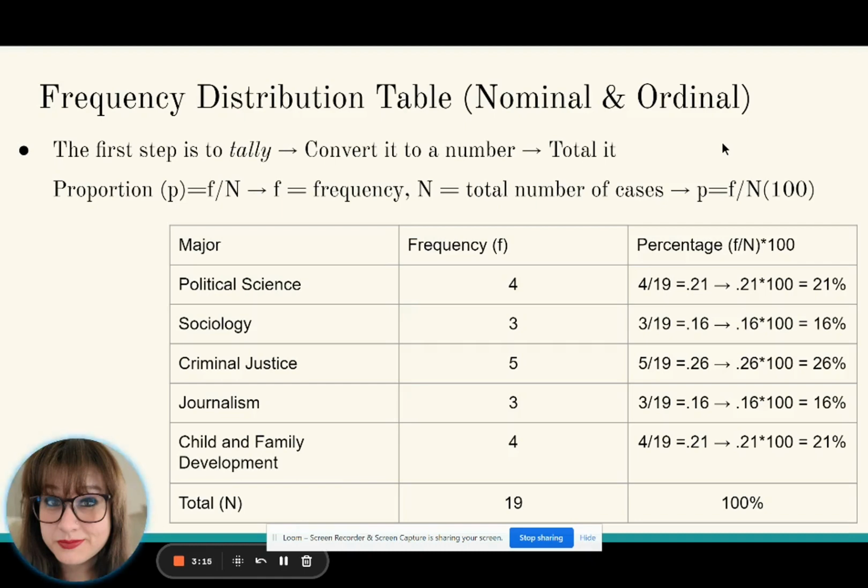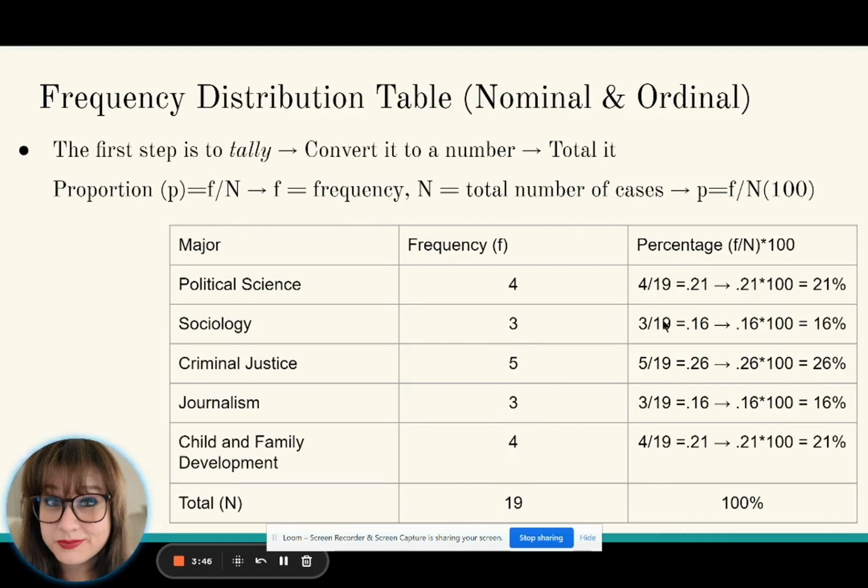So if I was looking at the number of majors, this is just made up data that I had, right? Major would be my variable. These are my categories within the variable. The total number of cases would be how many folks responded to my survey, essentially. And the frequency is how many people responded in these particular categories. So I had 4 people that said poli-sci, 3 sociology, 5 criminal justice, 3 journalism, and then 4 child and family development. And then I apply this formula first, right?